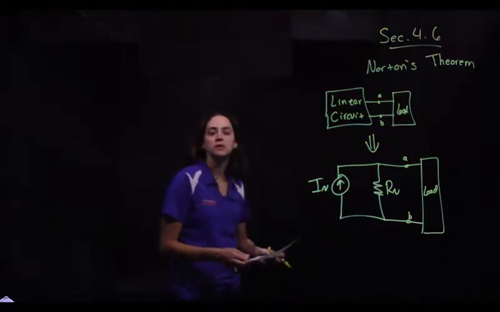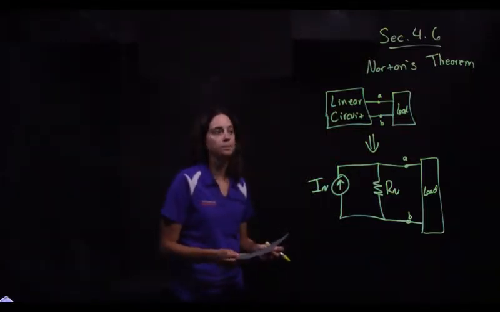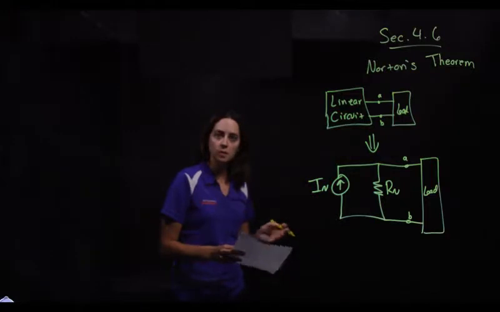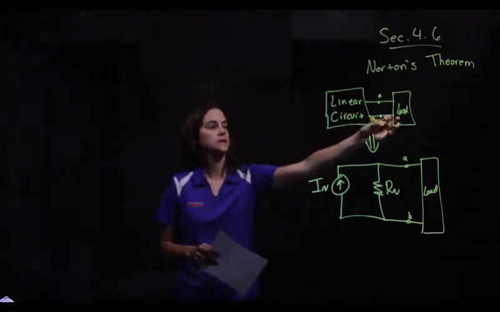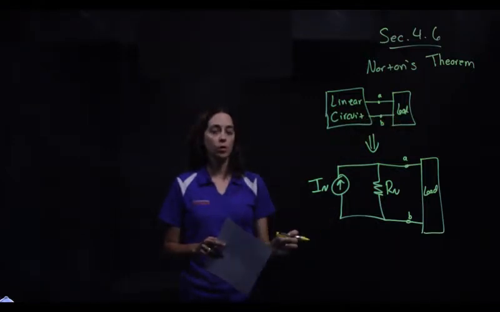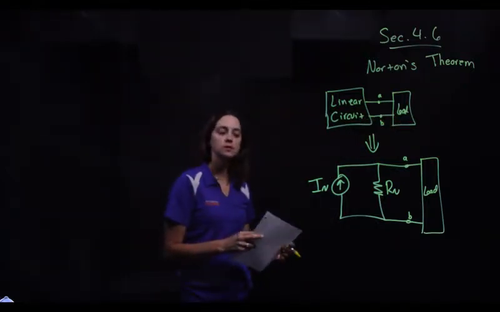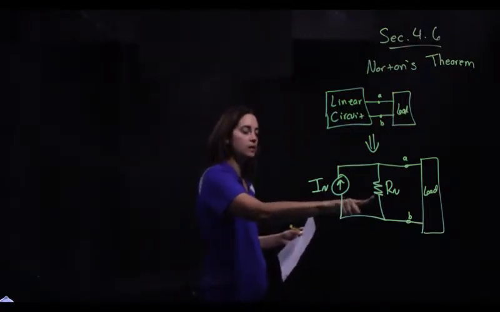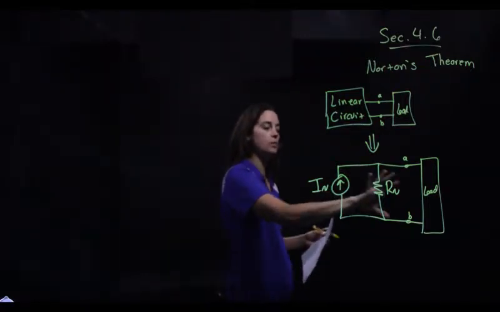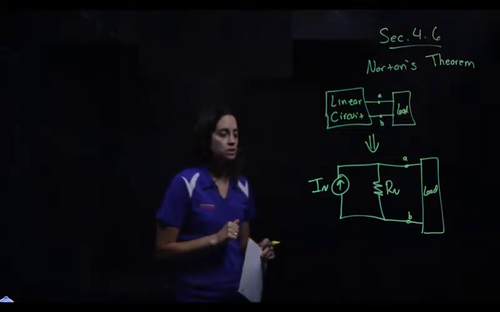All right, let's take a look at section 4.6 on Norton's theorem. Norton's theorem is similar to Thevenin's theorem in that we can take a linear circuit that's attached to a load and find an equivalent circuit. Except in Norton's, we're going to find an equivalent current source in parallel with a resistor, and that will provide the same voltage and current to the load.